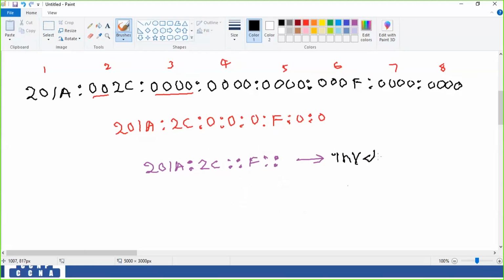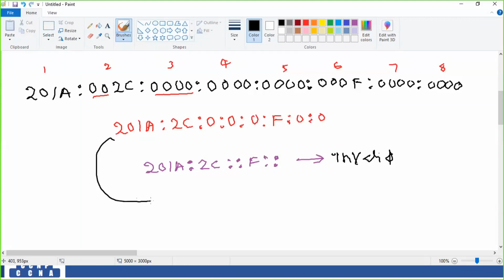So the rule is that multiple fields of zeros can be represented with a double colon, but only once in an address. The double colon rule you have to use only once. Either you can represent it here, or you can represent it here. We cannot use it multiple times, only once in an address. Because we repeated it multiple times, it is invalid.